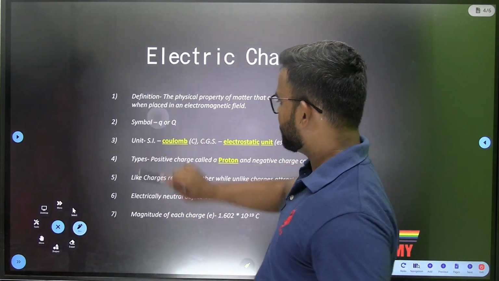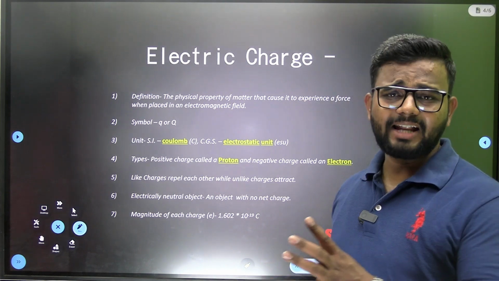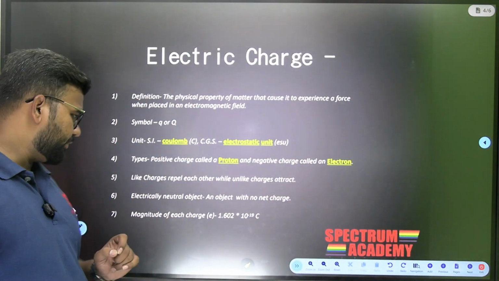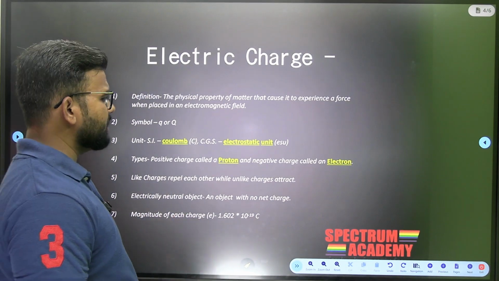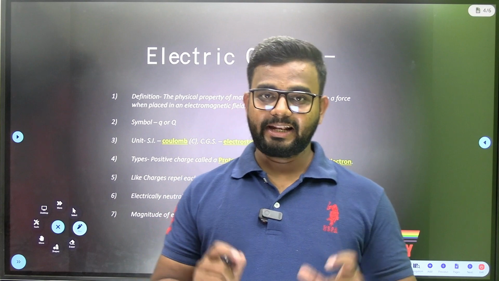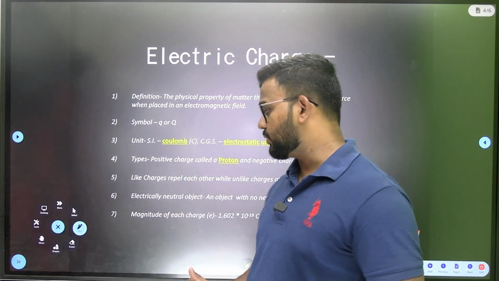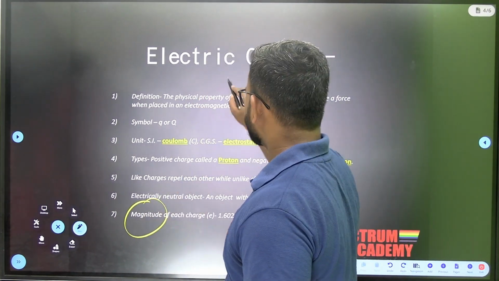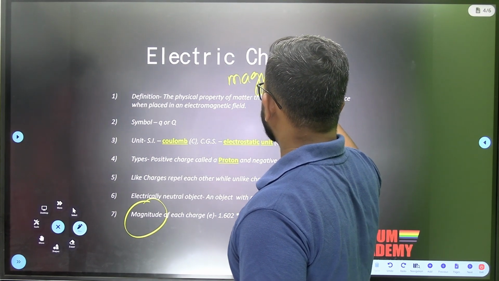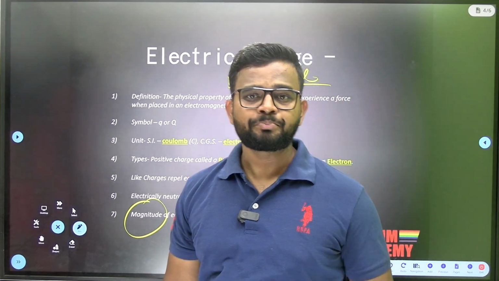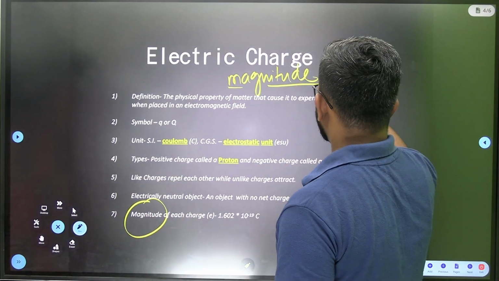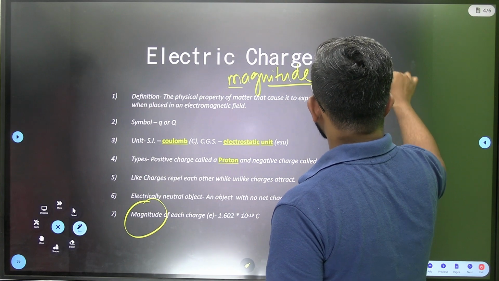So here the last point about the electric charge which is important for you is the magnitude of each charge. Suppose I have one proton and I have one electron. What will be their magnitude? First, let us discuss the word magnitude. A lot of students fail to understand the literal meaning of the term magnitude in physics. What is it, my dear friends? It's a product.